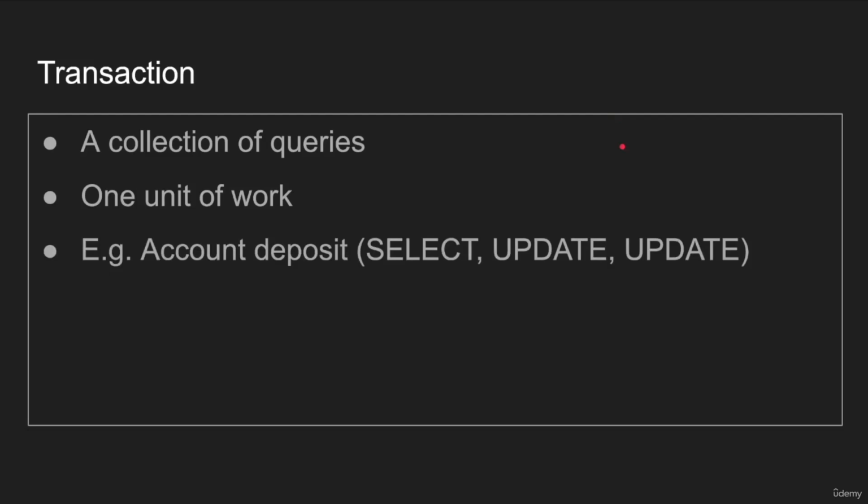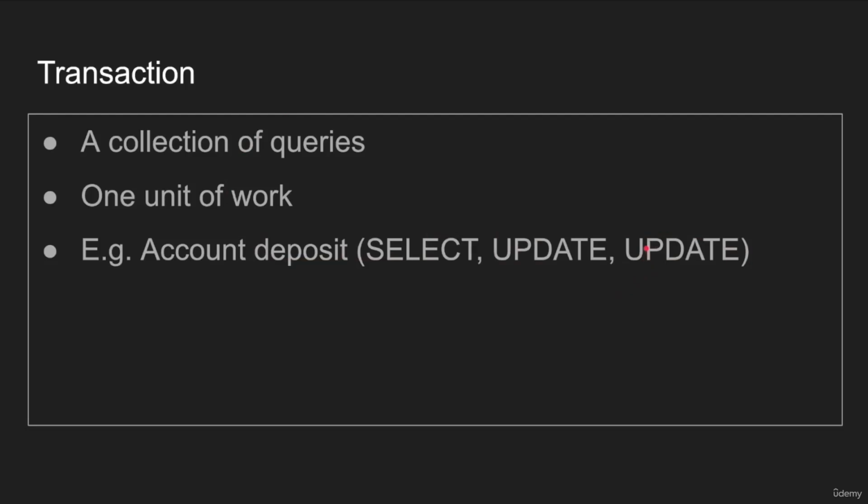So an example of that is an account deposit. If you want to really transfer some money from one account to another account, then you really need to first select the money from the first account, check if that guy or gal has enough money in their account. And then once you select that, you do an update to that account to deduct the $100. And then the second update will be to deposit the money in the other account, which is increased by $100. So read, update, update. This is a transaction that consists of 3 different queries.